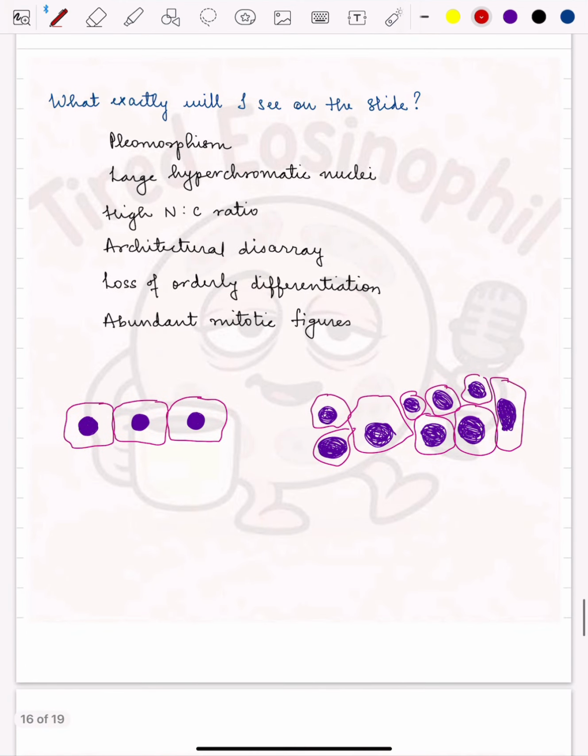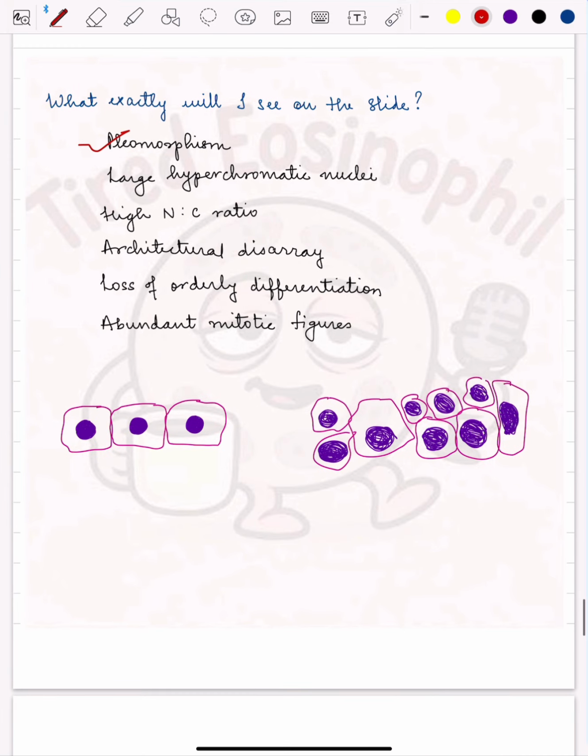So now what exactly will I see on the slide that shows dysplasia? On which slide will I say that dysplasia is present? In dysplasia the cells will show pleomorphism, there will be large hyperchromatic nuclei, the cells will show a higher nuclear to cytoplasmic ratio, there will be architectural disarray, loss of orderly differentiation and abundant mitotic figures.